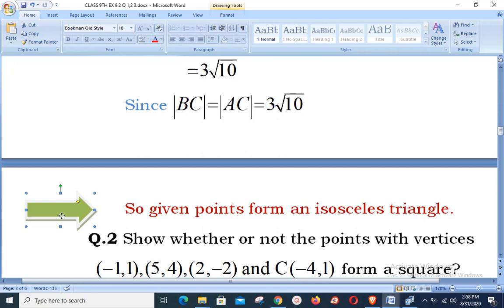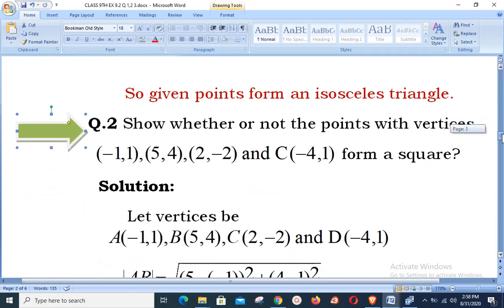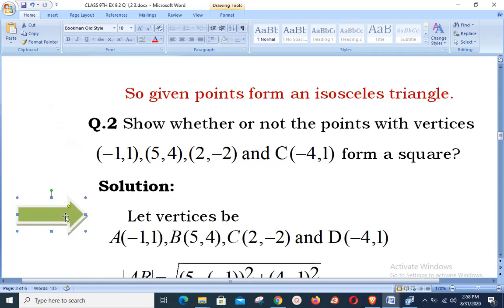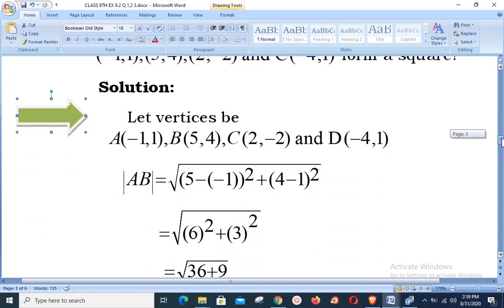Going for next, question number 2. The statement says, show whether or not the points with vertices minus 1, 1, 5, 4, 2, minus 2 and minus 4, 1 form a square. We start the solution. Let the vertices be named as A, B, C and D. A is minus 1, 1, B is 5, 4, C is 2, minus 2 and D is minus 4, 1. These are the four values given to us, 4 points.